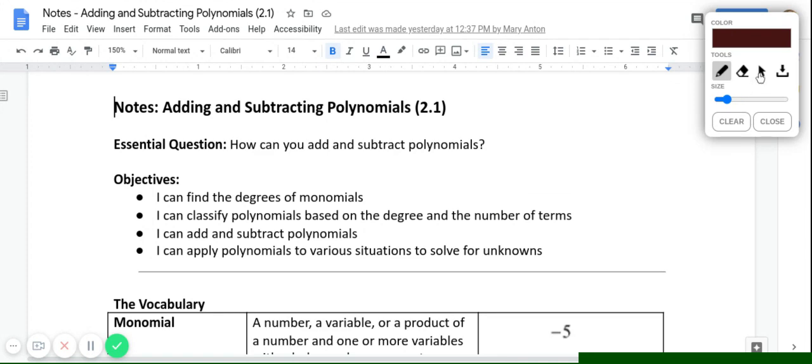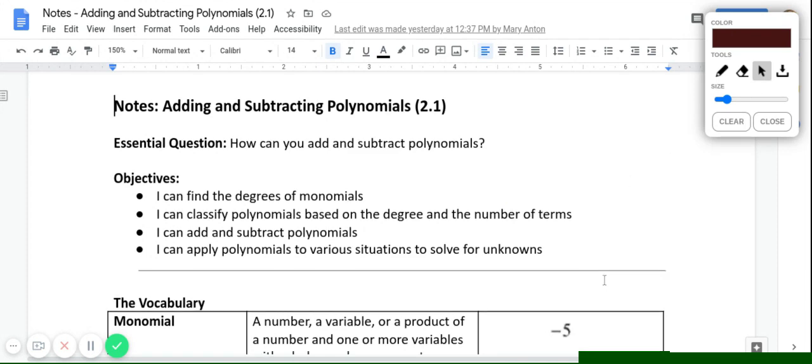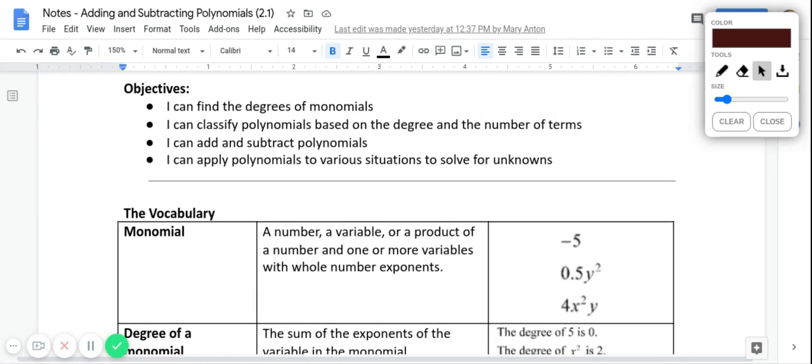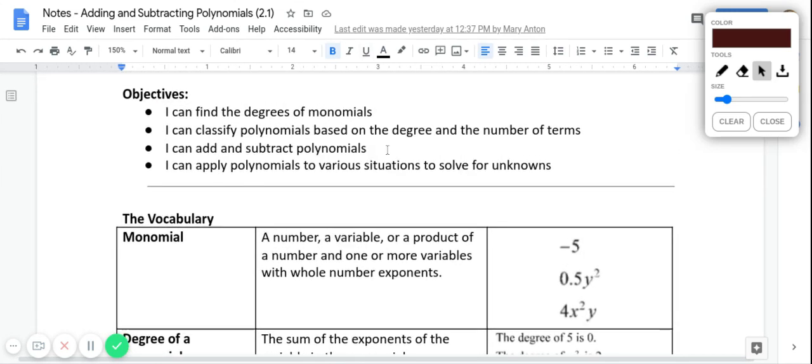Okay, so we'll talk about just the objectives for now. We're talking about adding and subtracting polynomials. You know how to add, you know how to subtract. But polynomial is a new word for you, so we'll talk about what that is and how we can add and subtract these things. We're also going to talk about degrees of monomials and polynomials. We're going to talk about classifying polynomials based on their number of terms. We're going to add and subtract them, and then we're going to apply polynomials.